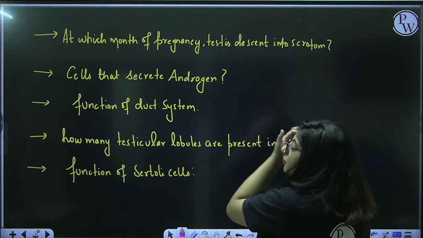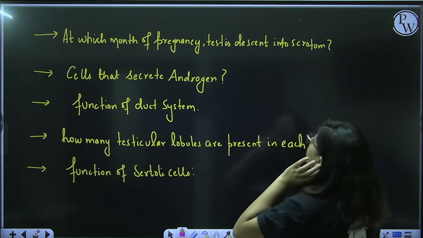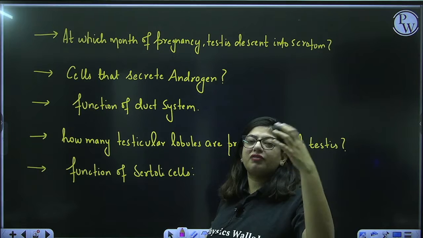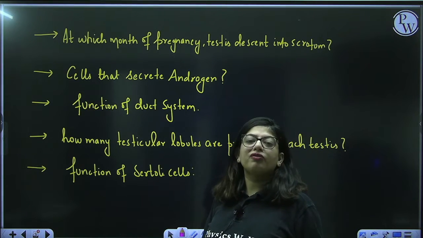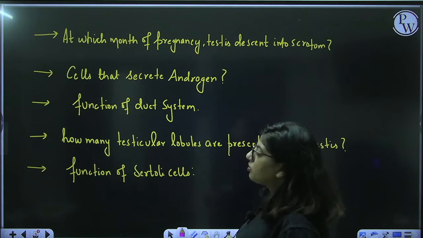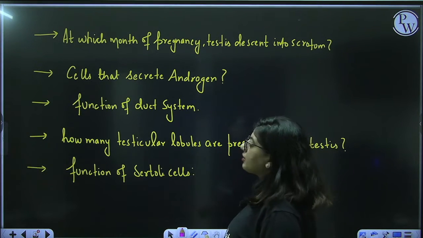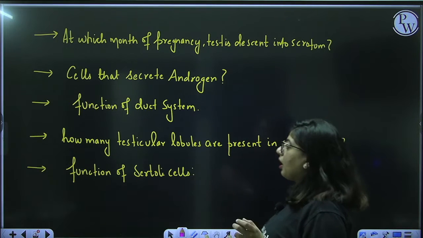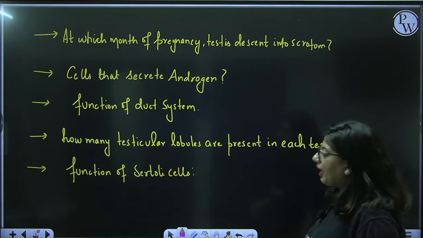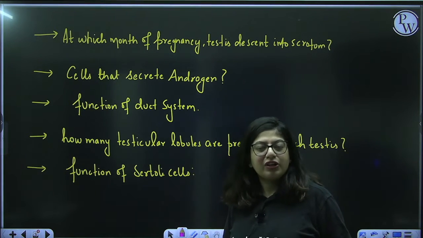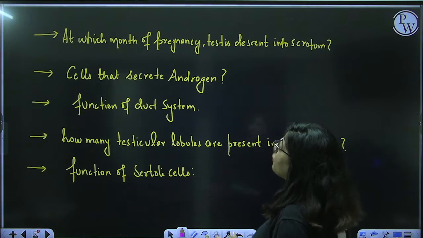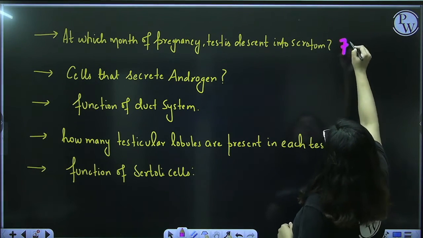First, at which month of pregnancy testes descend into the scrotum? You have to tell me that particular month after which the testes come down from abdomen to scrotum. Cells that secrete androgen. Function of your duct system, the male duct system. How many testicular lobules are present in each testes? And the last, function of Sertoli cells. Let's get started. So the first one is, at which month the testes come down?